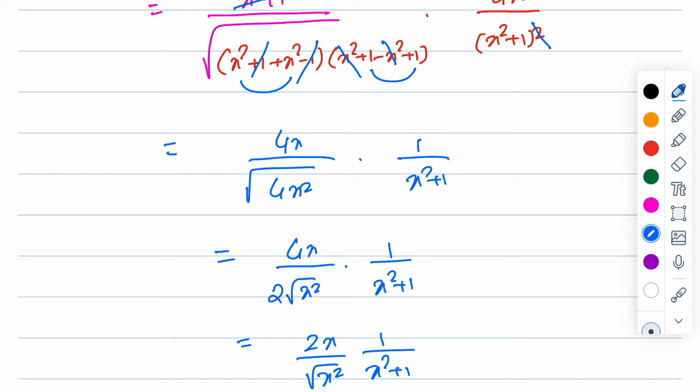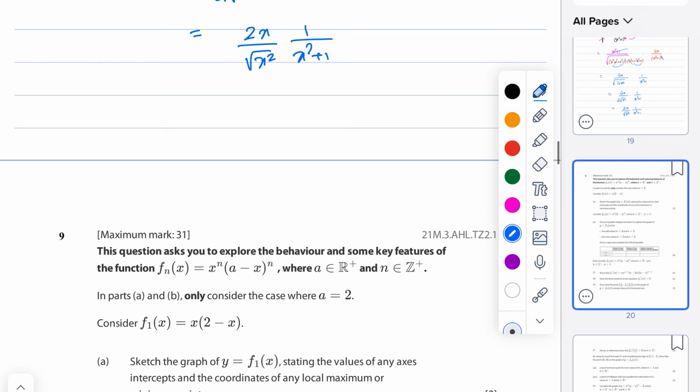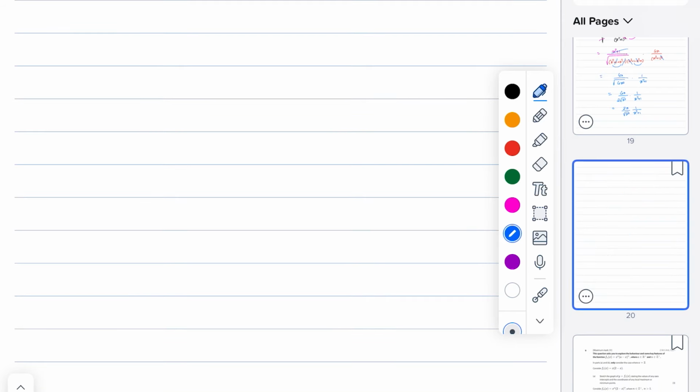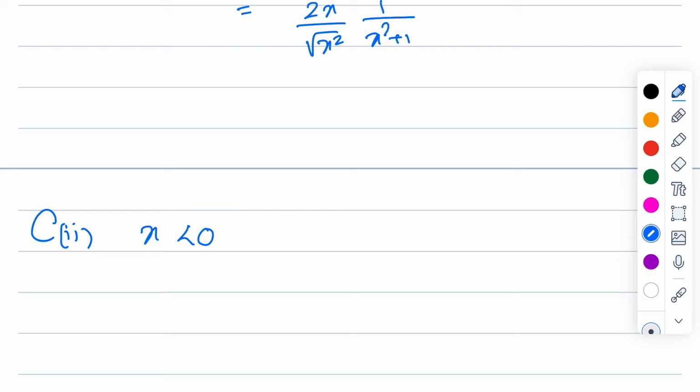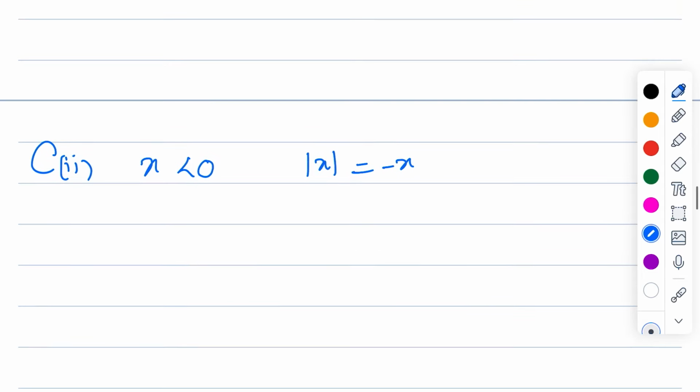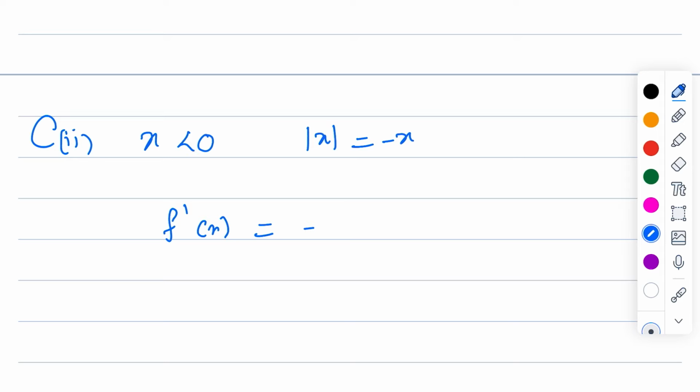Now by using the expression of f prime x and the result that square root of x square is equal to the absolute value of x, show that f of x is decreasing when x is less than 0. So x is less than 0. X less than 0 means the absolute value of x equals negative x. So f prime x will become minus 2x upon x square plus 1. So therefore it is always a decreasing function, because the first derivative is negative, which means it is a decreasing function.